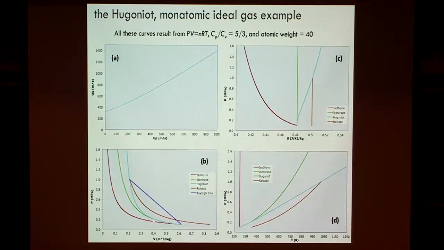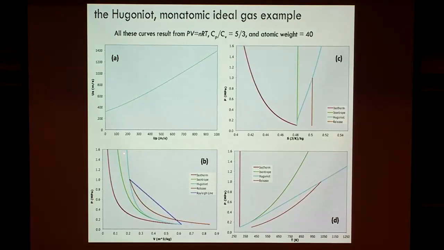The blue curve is the Hugoniot. It's the family of states that you can get to by shocking an ideal gas initially at 1 bar and room temperature. The entropy increases along the Hugoniot. I already said that's a condition for a stable shock to form. And so the temperature increases along the Hugoniot more steeply than along the isentrope, and the Hugoniot plots above both the isotherm and the isentrope in pressure-volume space.